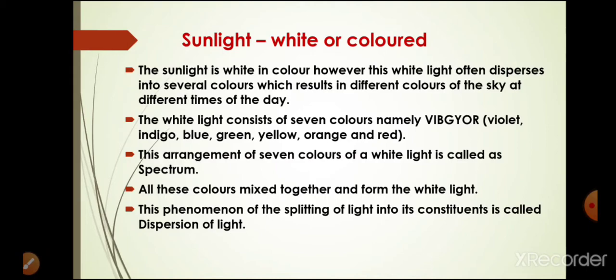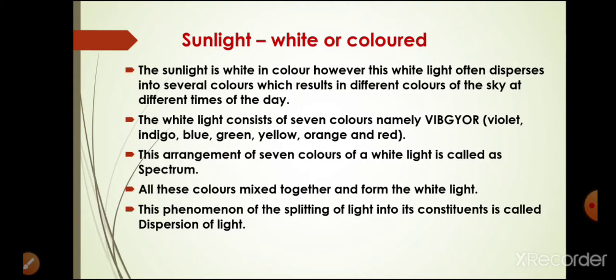VIBGYOR stands for: V for violet, I for indigo, B for blue, G for green, Y for yellow, O for orange, and R for red. So all these together we call VIBGYOR. So students, the arrangement of the 7 colors of white light is called the spectrum, right? When these colors mix together they form white light, and this phenomenon of splitting light into its constituents is called dispersion of light.